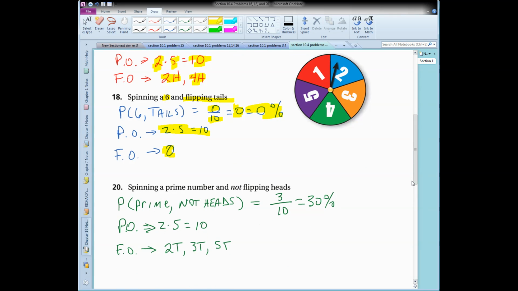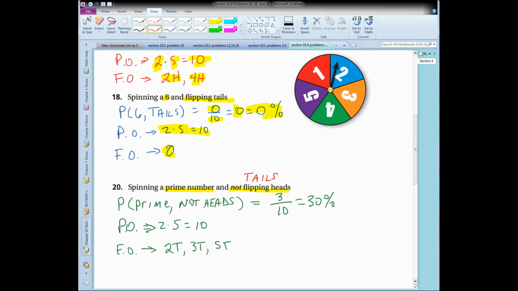And for the last one, number 20, spinning a prime number, which you have to remember those prime numbers, and not flipping tails. So if I'm not flipping tails, then I must be not flipping heads. Sorry, I got that messed up. If I'm not flipping heads, then I must be flipping tails, okay?